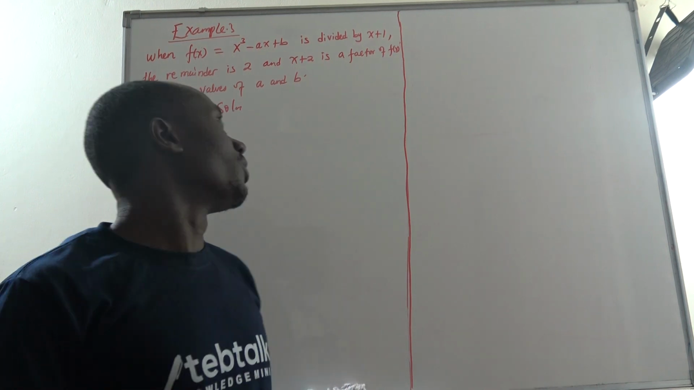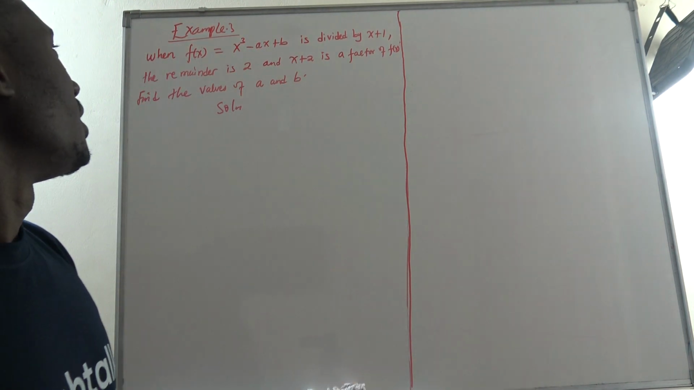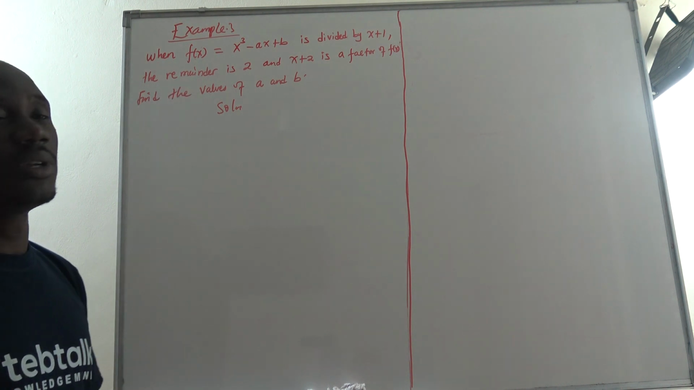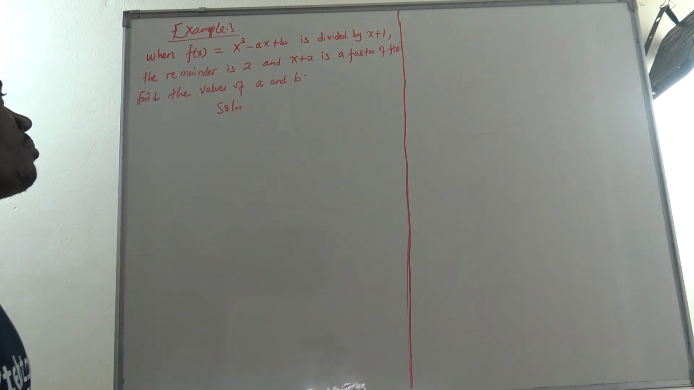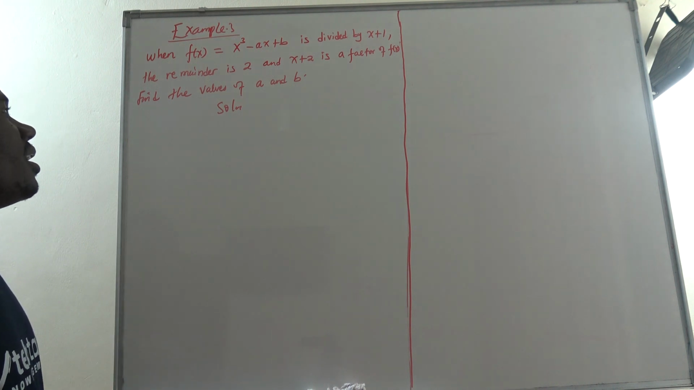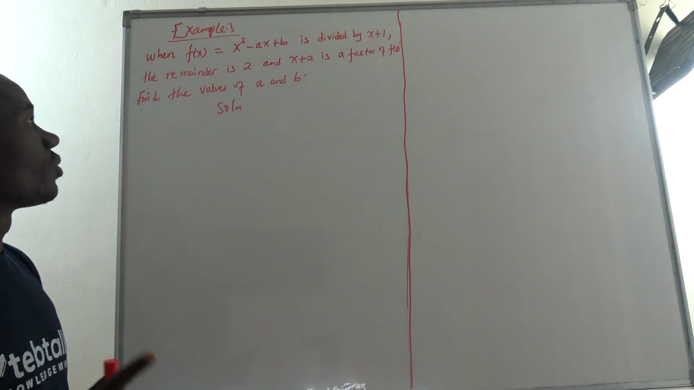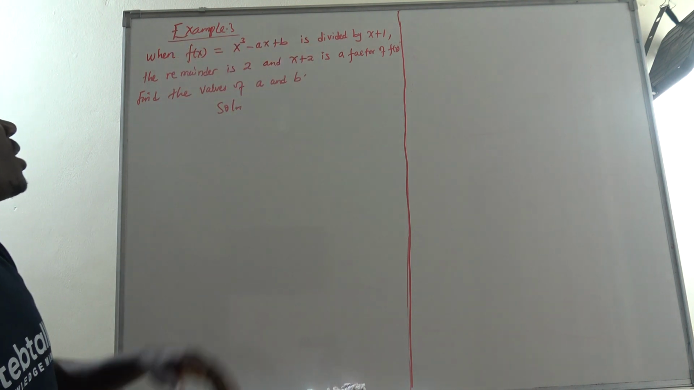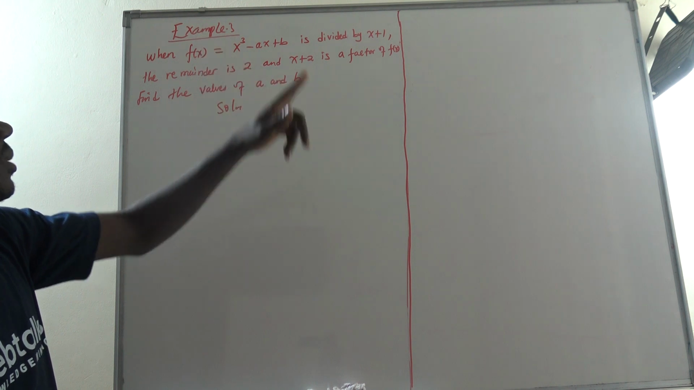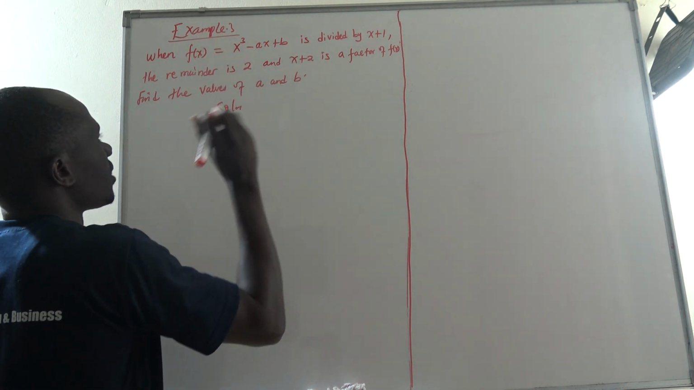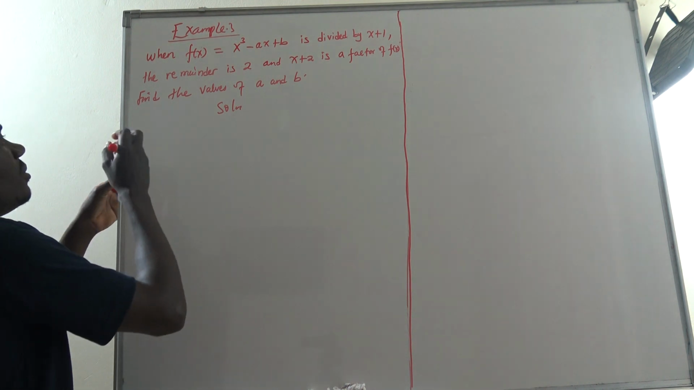So we are also moving to example 3. It goes, when f of x equals x cubed minus ax plus b is divided by x plus 1, the remainder is 2. You can see that after dividing this one, there is a remainder of 2. That means x plus 1 is a divider. It means it's a factor of this.